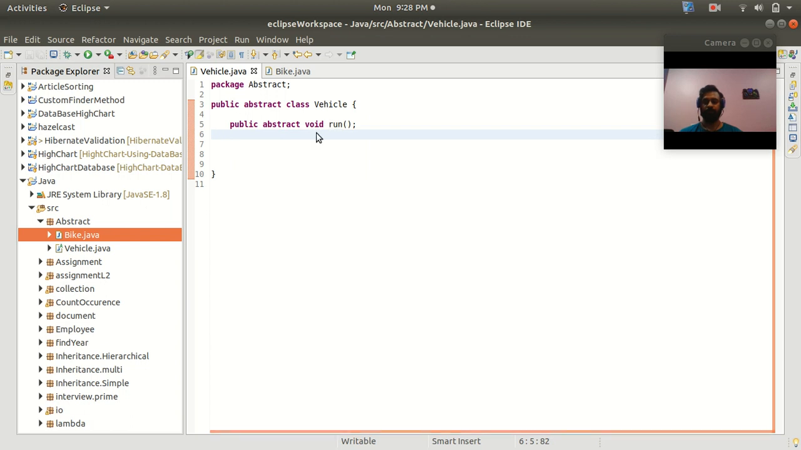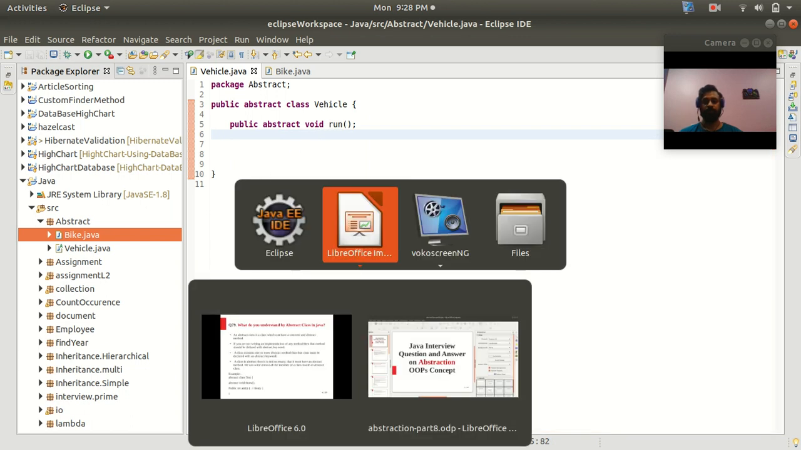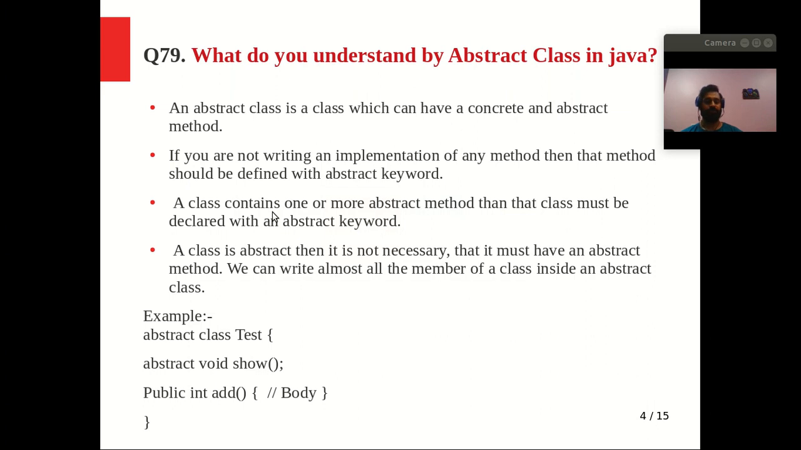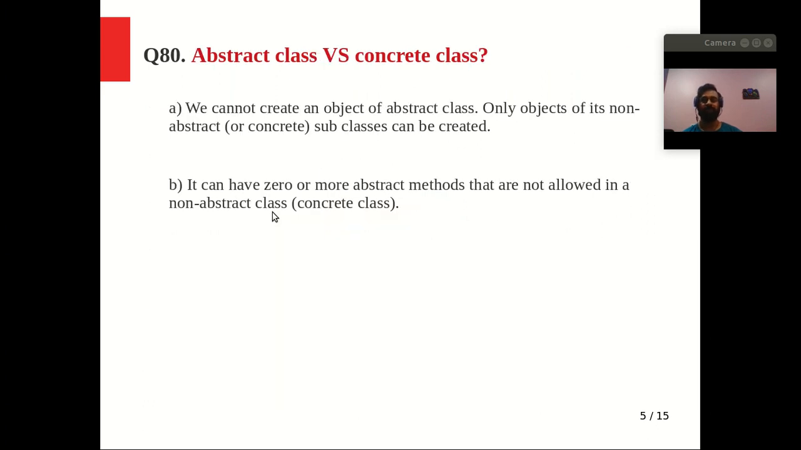Okay. Now let's move to the next question: what is the difference between an abstract class and a concrete class? The difference is that we cannot create an object of an abstract class, but we can create the object of a concrete class. This is the main difference between an abstract class and a concrete class. Concrete class means any class which is not defined with the abstract keyword. So that is a concrete class. We cannot create an object of an abstract class, but we can create the object of a concrete class.